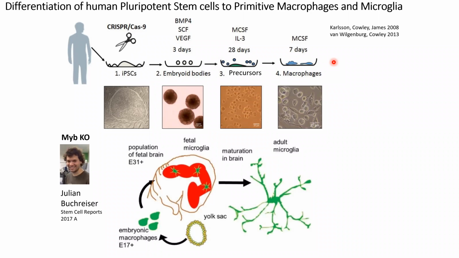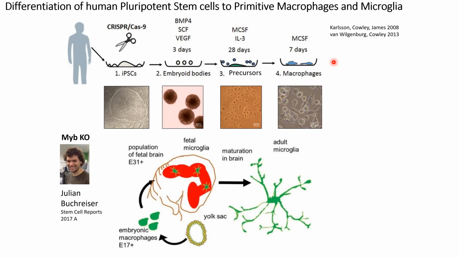We know that these cells are going through a primitive hematopoietic differentiation program, because if we knock out c-Myb, which is required for adult definitive hematopoiesis, then it has no effect on the ability of these differentiation cultures to produce macrophages. They still produce as many. So this is a Myb-independent differentiation process that's going on in the dish.